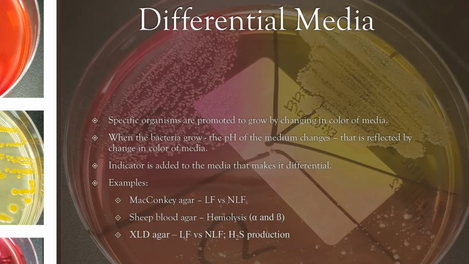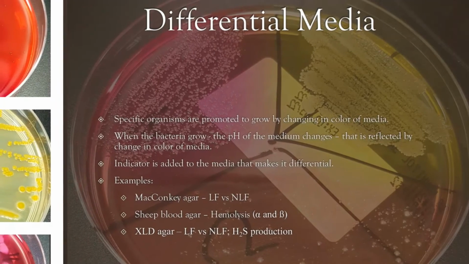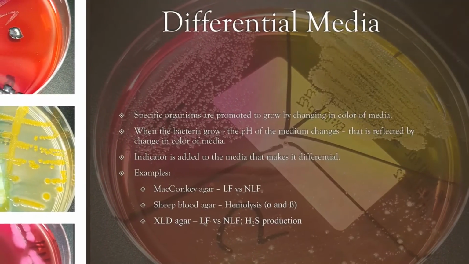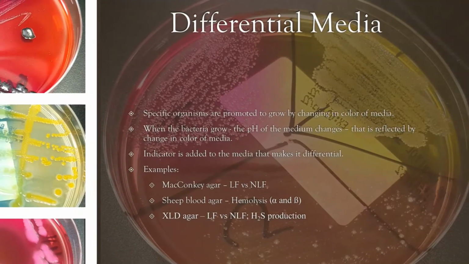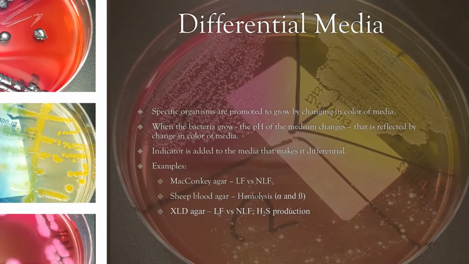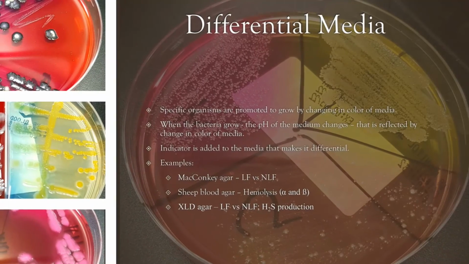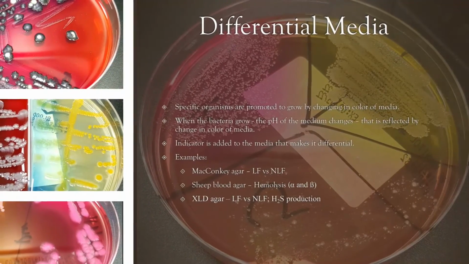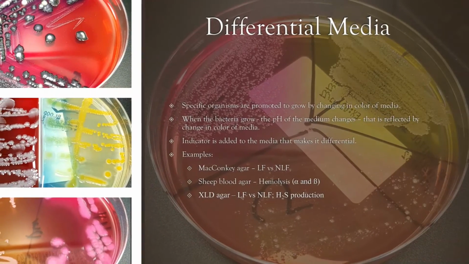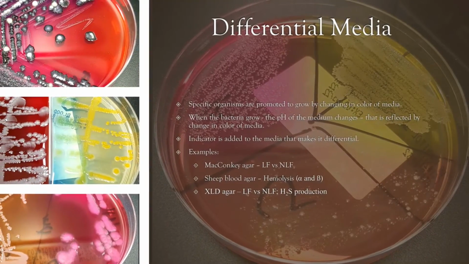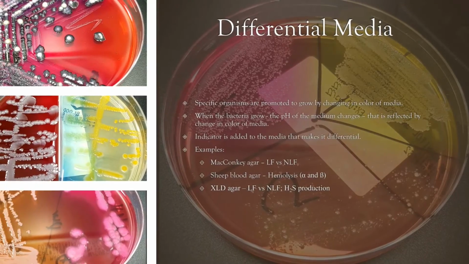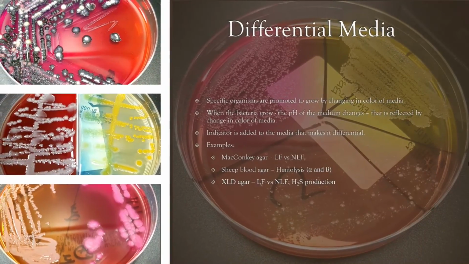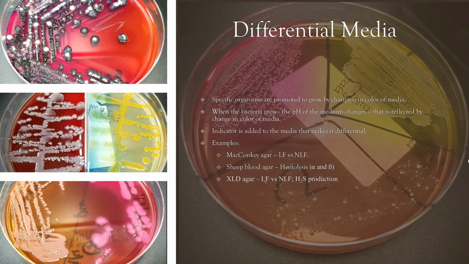Next comes differential media. It is also called indicator media. As the name indicates, it is used to distinguish between microorganisms. And an indicator is added to the medium, such as neutral red, phenol red, or methylene blue, that indicates the defining characteristics of a microorganism. And in this way, specific organisms are identified by a change in the color of the medium with a change in pH.